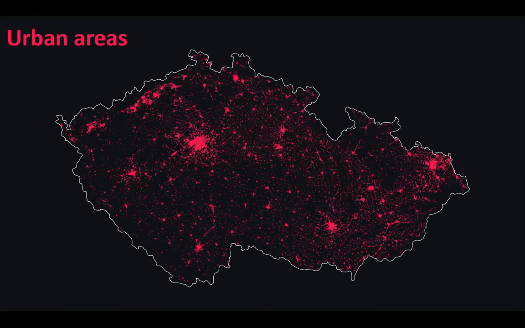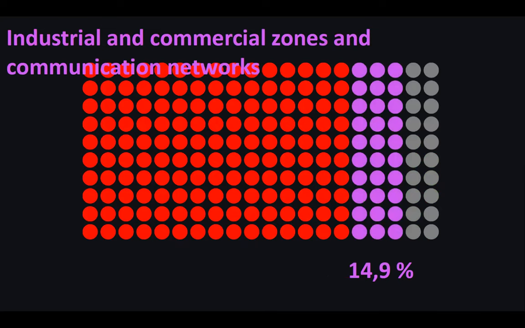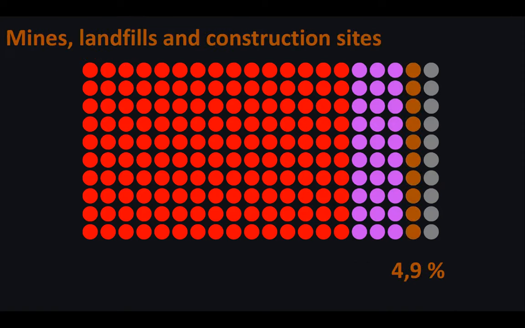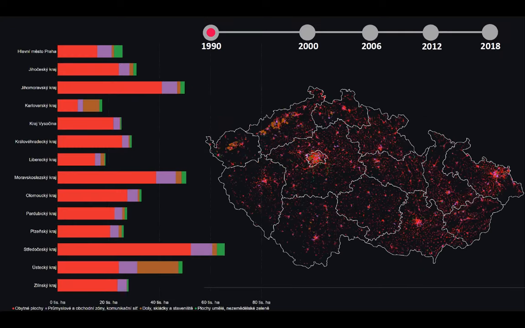So let's go to the urban areas. What was found, and what are the trends? Urban fabric forms actually 3/4 of all the urban areas. There are 15% of industrial and commercial zones and infrastructure, mines, landfills, and construction sites, and green urban areas. These are the parks and the inner green areas in urban areas.